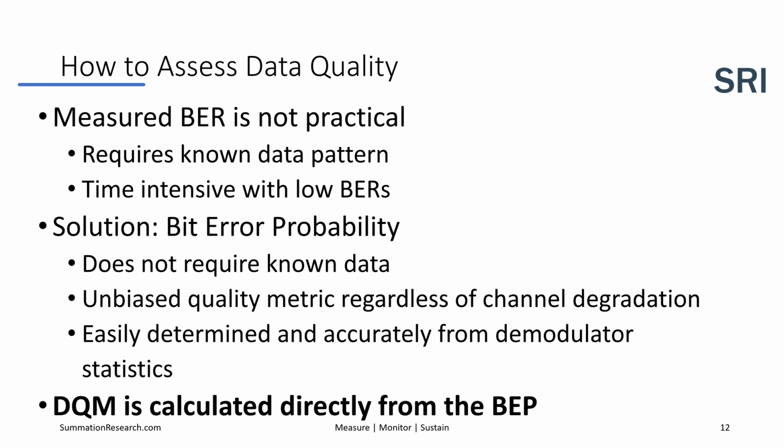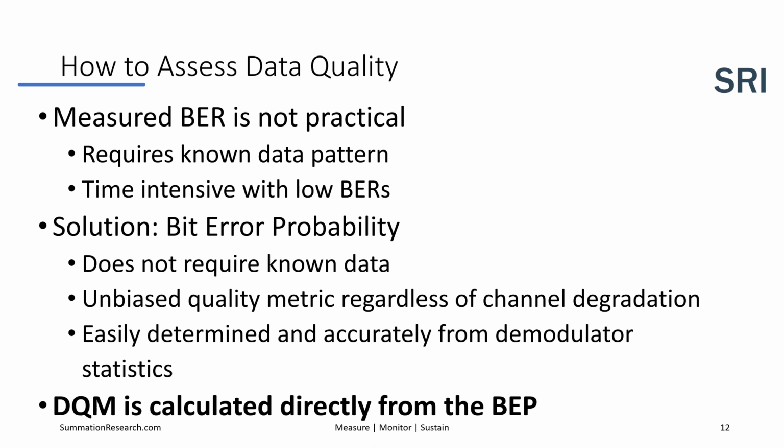Measured BER is not practical because it requires known data. In scenarios with low BERs, measuring BER directly becomes extremely time-consuming. This process involves analyzing a large volume of data to detect a sufficient number of errors, which requires knowledge of the data being sent. This is possible only when testing a link, since actual mission data is not only unknown, but it's often encrypted. We have a solution.